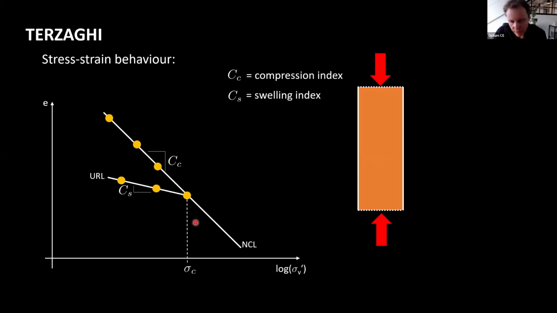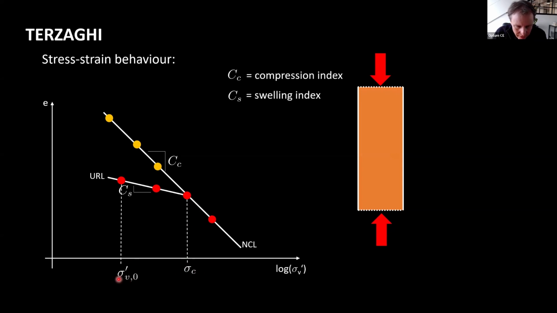And if you were then to load again from this point here, well, then you move along the unloading, reloading line until you hit the normal consolidation line, and then you move on that. So this kink here, where you initially unload it, is kind of a characteristic quantity. It's known as the pre-consolidation stress.